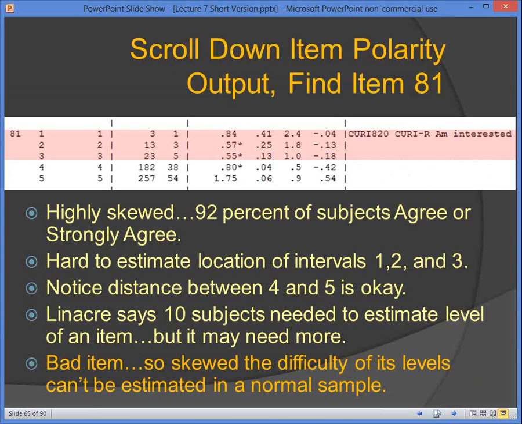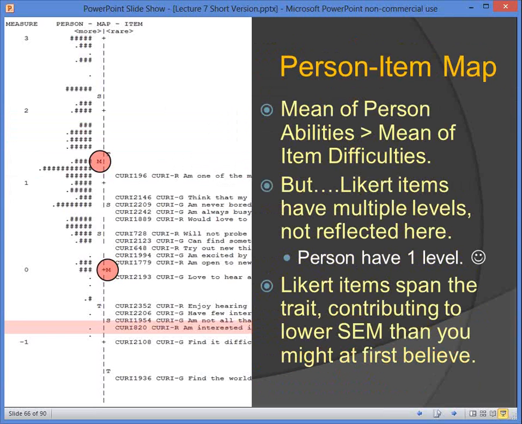Okay? So the question is, well, is this a good item or a bad item? Well, it's probably a bad item because the item is so skewed that its difficulty levels cannot be estimated satisfactorily in a normal sample. In my opinion, this item would probably just be deleted. If you want to go ahead and go to the item map, which is on the output tables menu, go ahead and take a look at the item map.